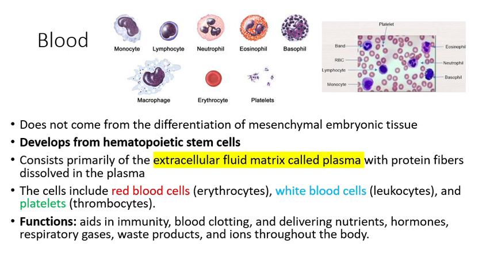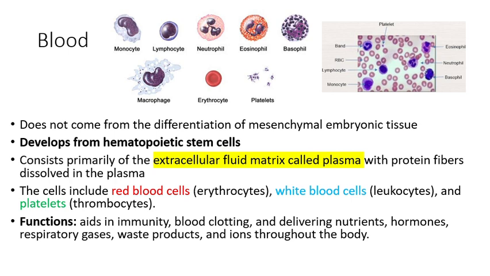Now, this is the only connective tissue that doesn't come from mesenchymal embryonic tissue. It instead develops from a blood stem cell called the hematopoietic stem cell. So hemat or hemato means blood, and poietic or poiesis means generating. So this is a blood generating stem cell.